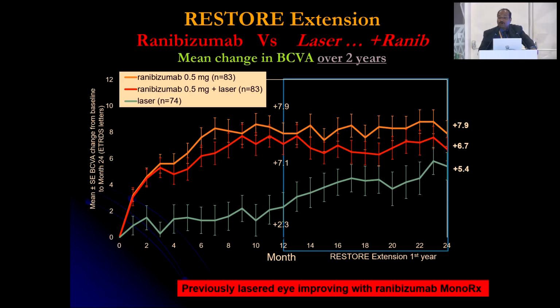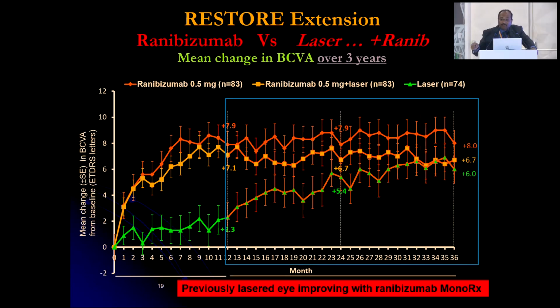And this is also borne out in clinical trials, where the RESTORE extension showed us that the two ranibizumab arms again took off, but the laser-only arm, the blue line, stayed on the floor. And again, after 1 year of chronic DME, the acuity started improving the moment they were allowed ranibizumab. And lo and behold, at 3 years, it caught up with the ranibizumab laser combination arm.